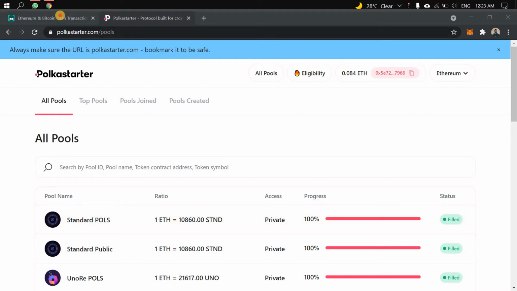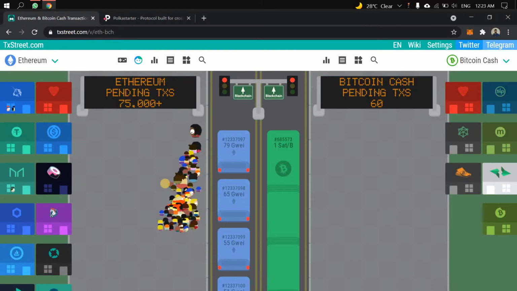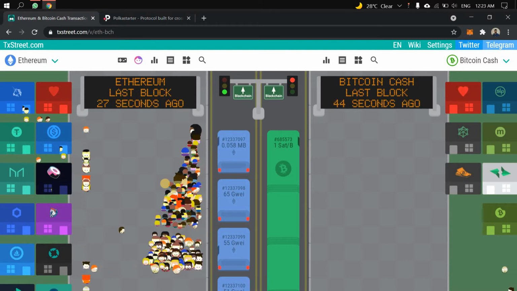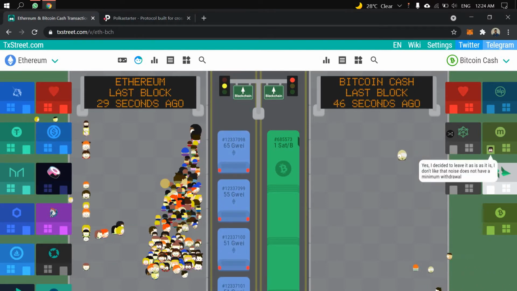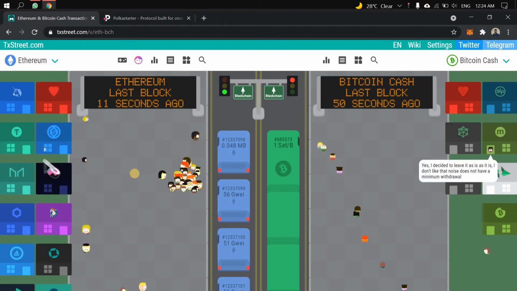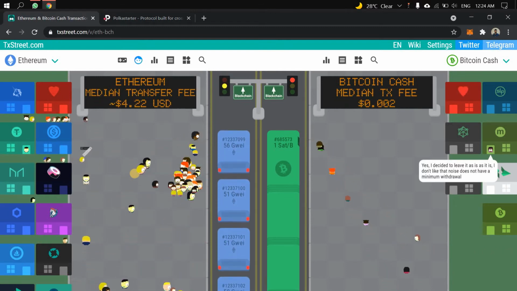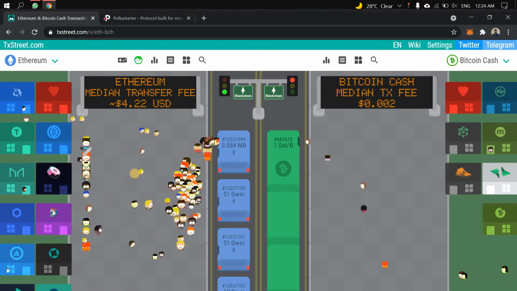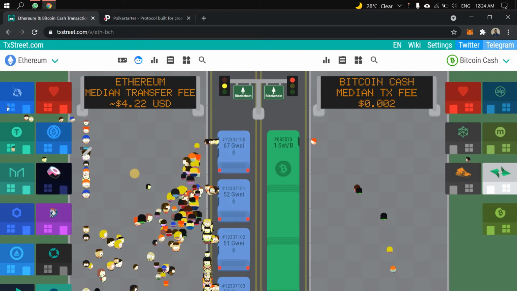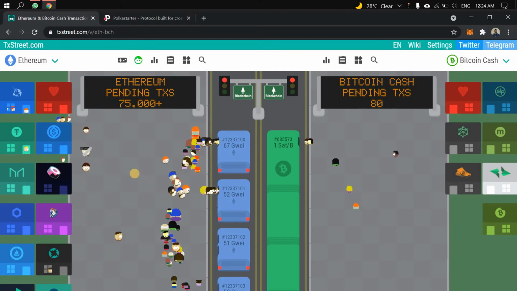Well, this is the website I just want to show you in the next 2 minutes, which is called txstreet.com. The basic idea here is that we want to know the gas fee, the transaction fee, that we need to put in so that our transaction will be preferred by a miner to put into his block and confirm the transaction.